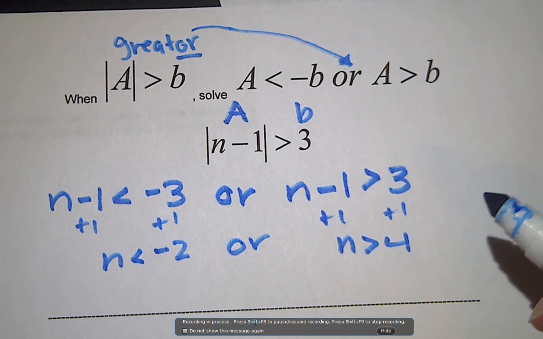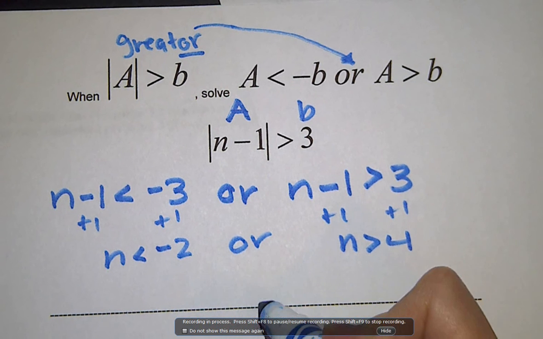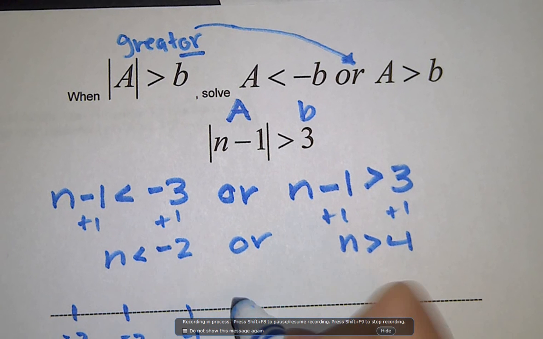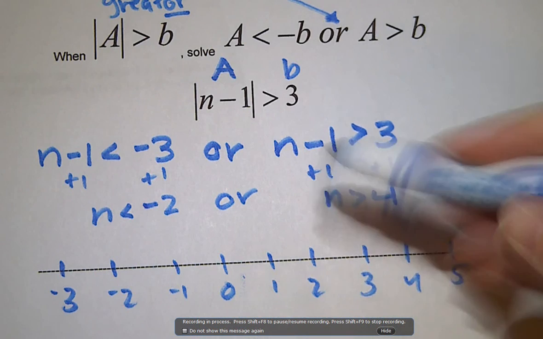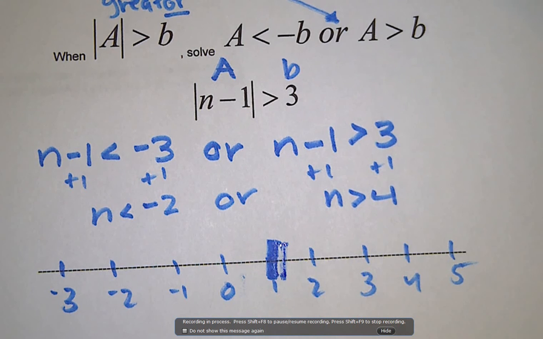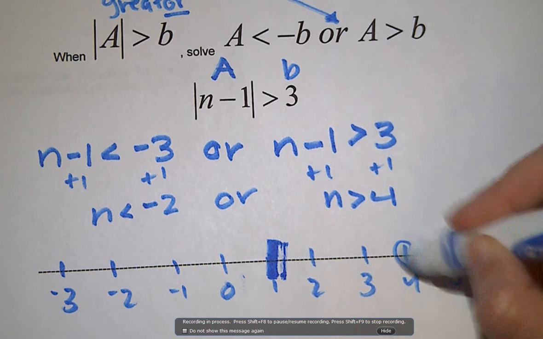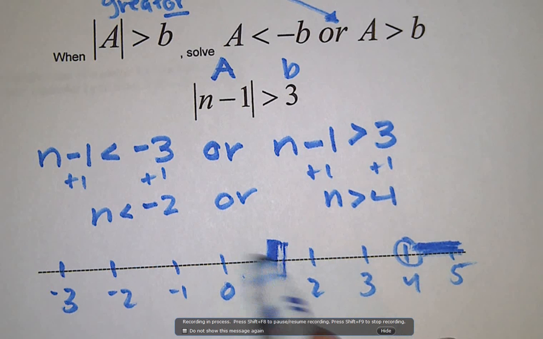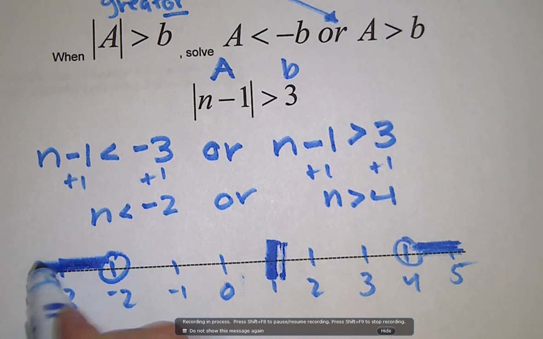And again, you can check this one. So this is your solution, because if I have negative 3, negative 2, negative 1, 0, 1, 2, 3, 4, 5, I put a little tick at 1, since it's minus 1, I make it plus 1, and the distance has to be greater than 3. So I go 3 over, 1, 2, 3. There's my one solution, so n has to be greater than 4, because it has to be greater than 3 away. I go 3 the other way, 1, 2, 3, and it has to be less than negative 2.